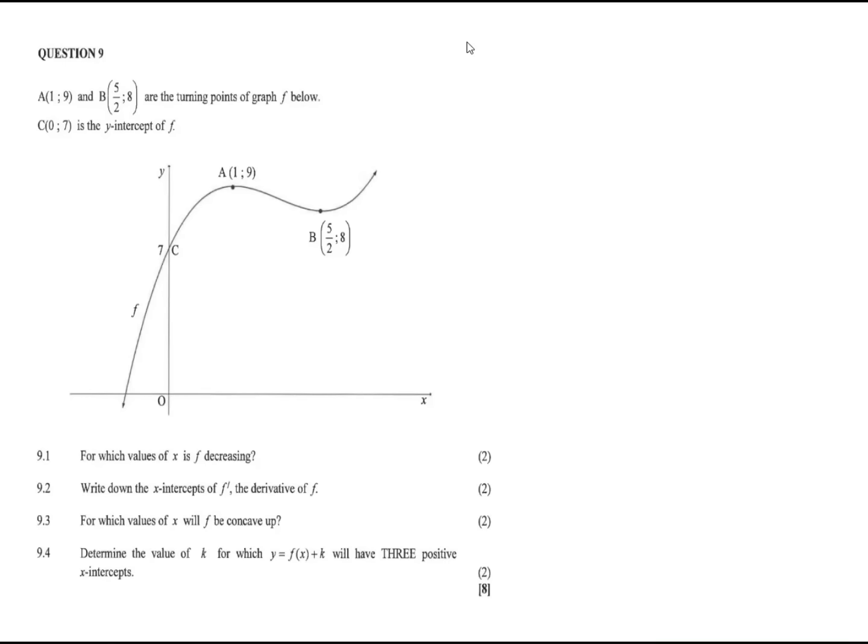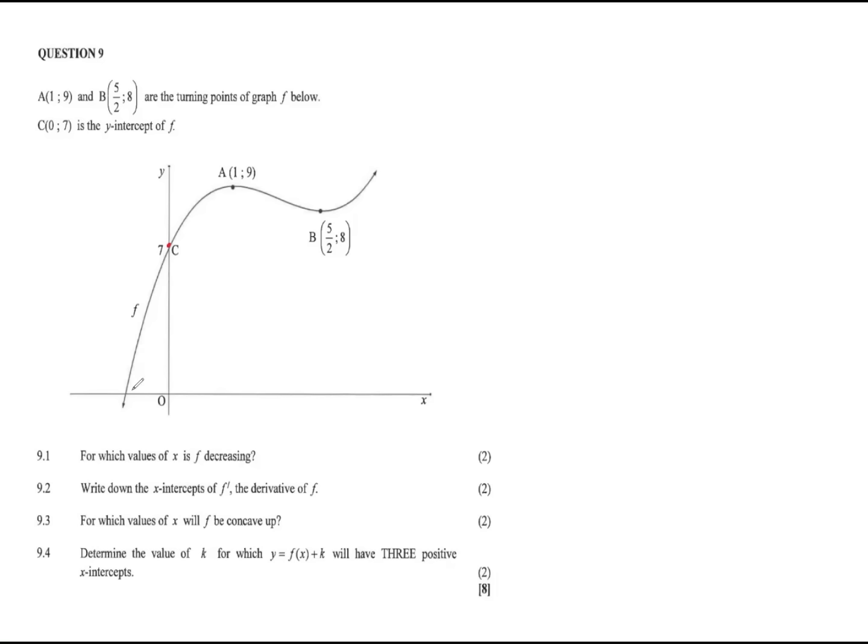Okay, so we have question 9 on the cubic function. It says, (2, 9), which are your coordinates for A, and B (5/2, 8), are the turning points of graph f below. So we can see that both A and B are stationary points. And then we have (0, 7), which is the y-intercept. So there it is. For which values of x is f decreasing, right? So where is it decreasing?